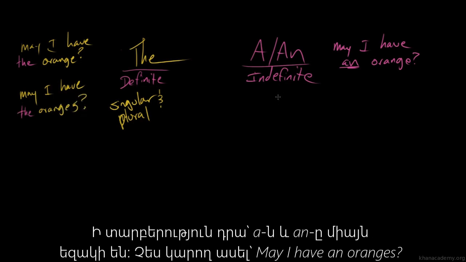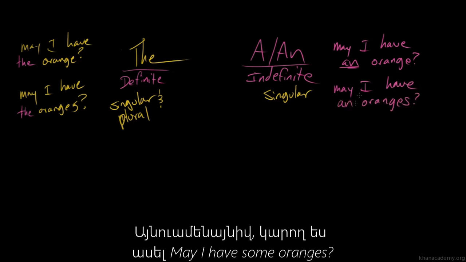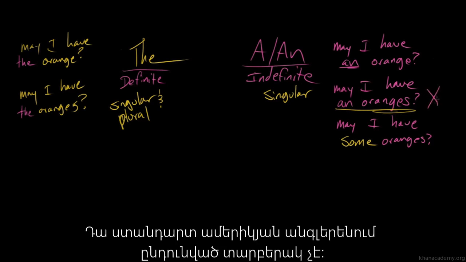A and an does not really allow this. It is only singular. So you can't say, may I have an oranges? This is not standard. What you would probably say instead was, may I have some oranges? Does not work in standard American English.